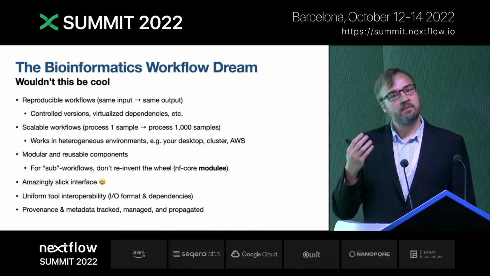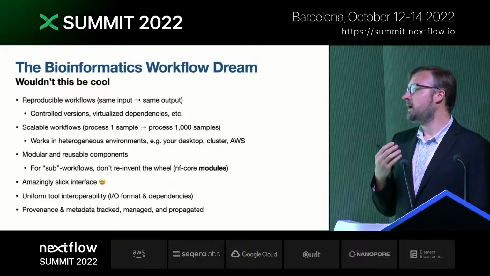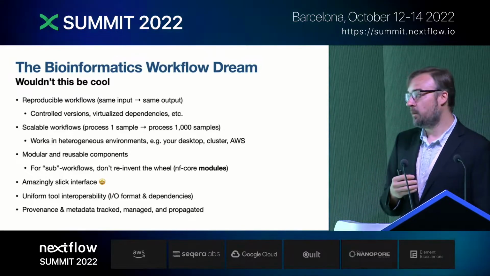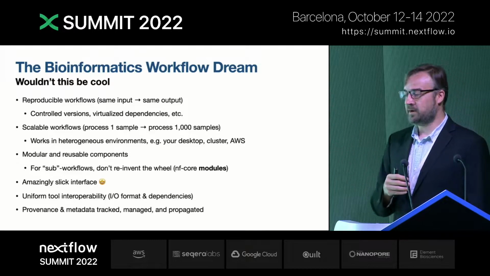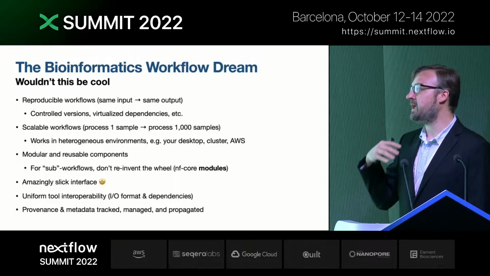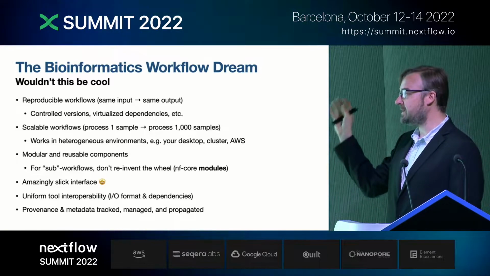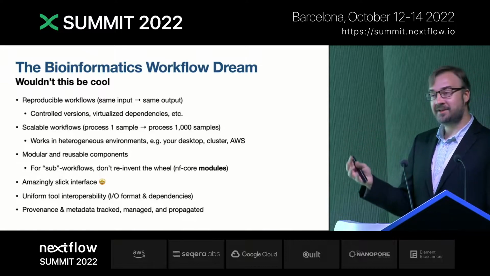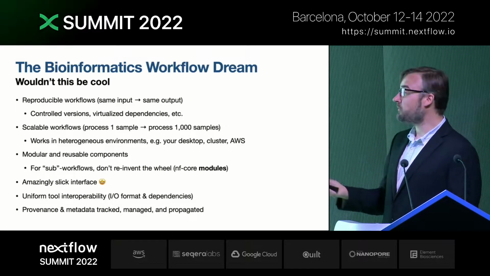And we think about what the bioinformatics workflow dream would be. What would we really want to be able to do in an automated fashion? What would we want our workflows to support? What kind of capabilities would we want to have? I've listed some here, and I'm going to go through them one by one. The first one is really the minimum viable product. You want a workflow to produce a reproducible analysis. You want to be able to have the same inputs, get the same outputs. You'd like to be able to control versions of software. Virtualization was very early at that point, but you'd like to be able to virtualize dependencies and things like that. You want workflows to be scalable, right?